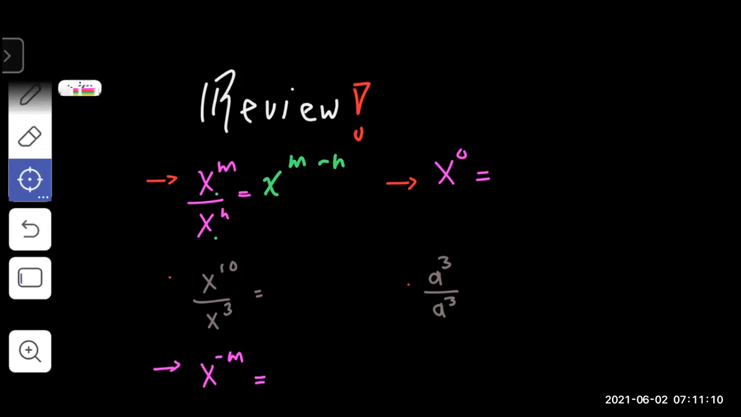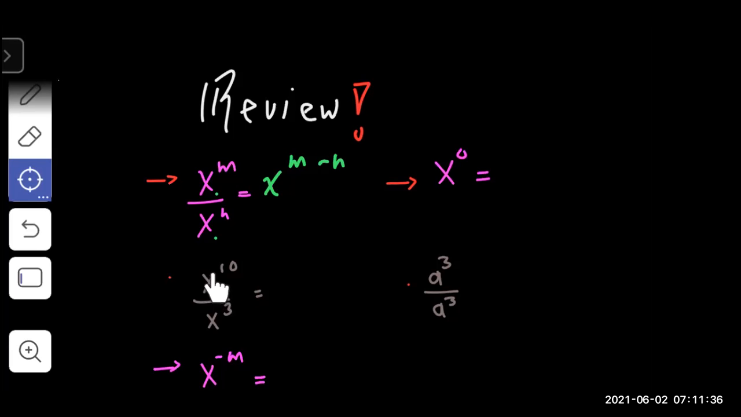If they're dividing, we copy the base. If we have the same base, we copy the base and then we subtract the exponent of the numerator minus the exponent of the denominator, just like that. So let's have a look at an example, pretty easy: x raised to the 10th power divided by x cubed.